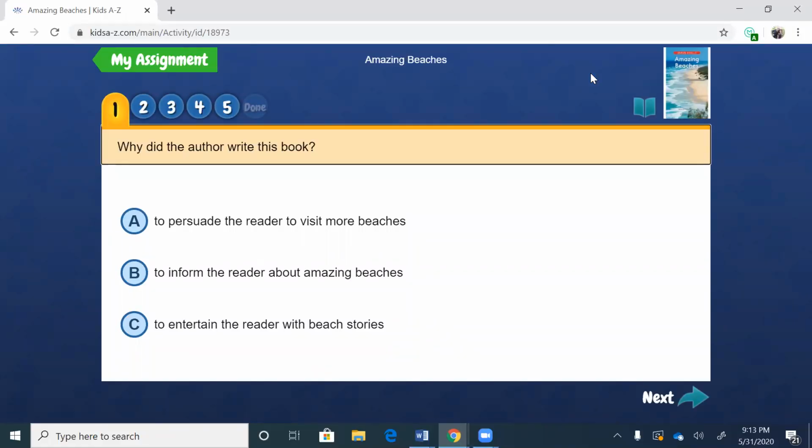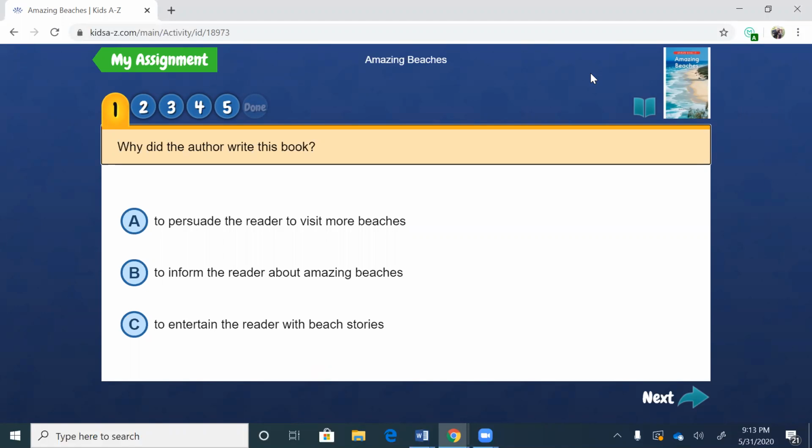All right, why did the author write this book? Now, remember we talked about this. There are 3 reasons authors write a book. 1, to entertain. That's your fiction stories for fun. To inform. That's your nonfiction, to give us information. Or to persuade. That can be fiction or nonfiction. Persuade is when the author is trying to get you to do something.